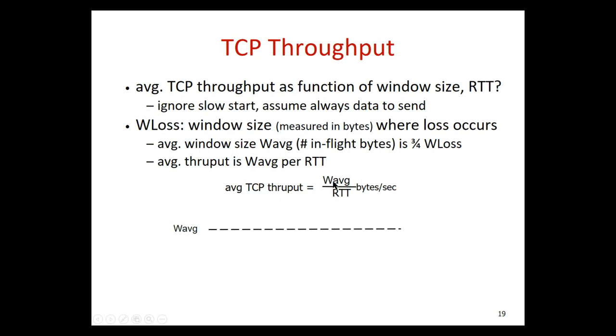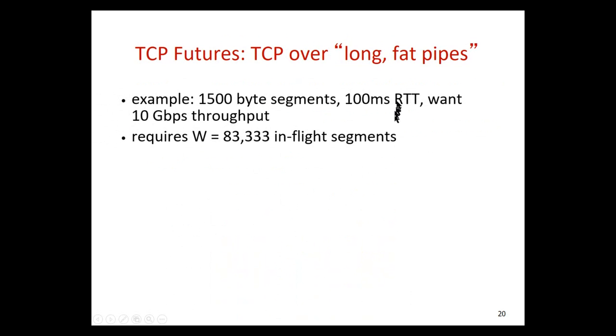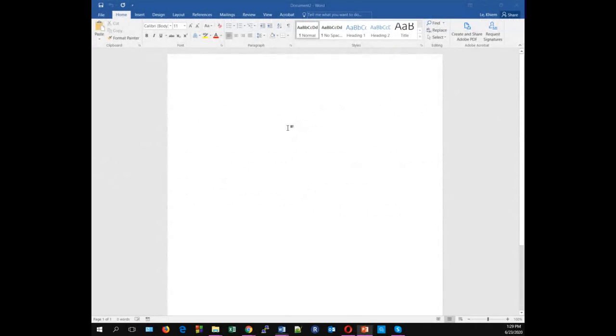Which means if you know two of them, you can calculate the third one. So if you know, for example, window and round trip time, you can calculate the throughput. If you know the throughput and the round trip time, you can calculate the window, and so on, because we use this equation. That's what we're going to do here. We are given the round trip time and the throughput, so we're going to calculate the window.